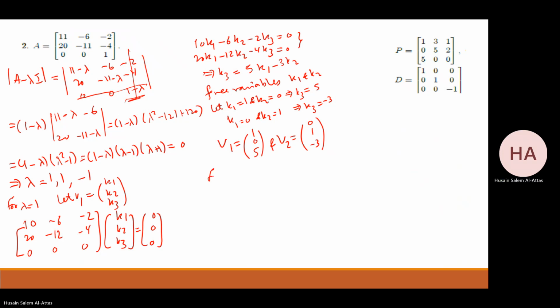Now for lambda 2 equals minus 1. I let V3 now. So for sure A is diagonalizable. So I have the system that will be 12, minus 6, minus 2. I have 20, minus 11 plus 1, that will be minus 10, and minus 4. And the last one I have 0, 0, 1 minus minus 1, that will be 2.